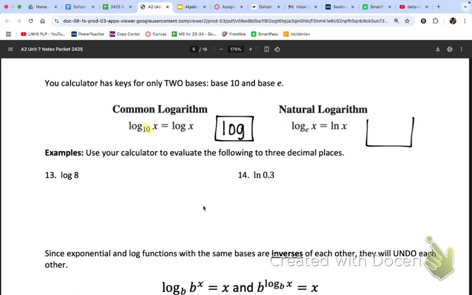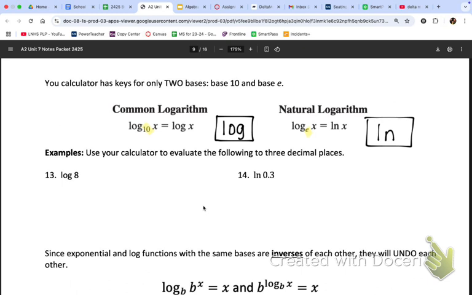This is called the natural log, and that is your log base e. Remember, e is that 2.71 number, kind of like pi. It's a special number that you get by doing, eventually as x reaches infinity, that's what you get. So this is log base 10, log base e. Your calculator only has these bases unless it's really expensive and fancy.